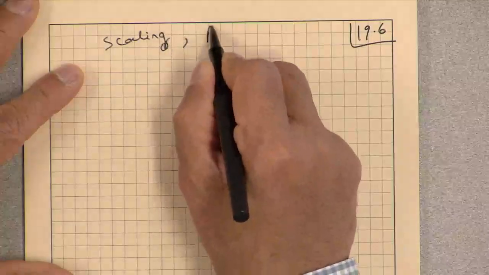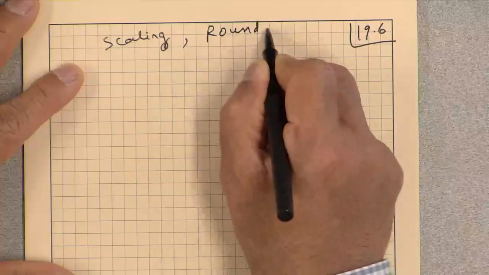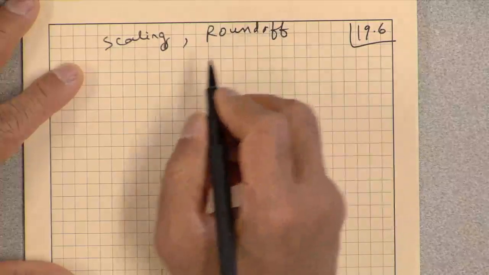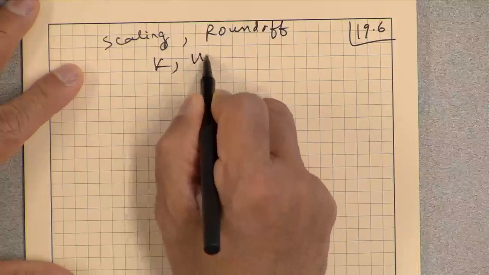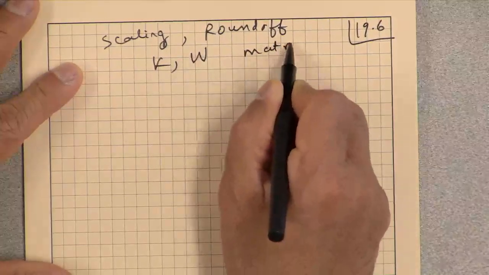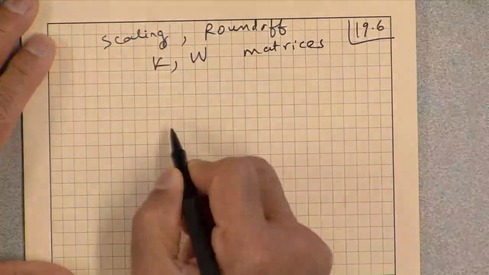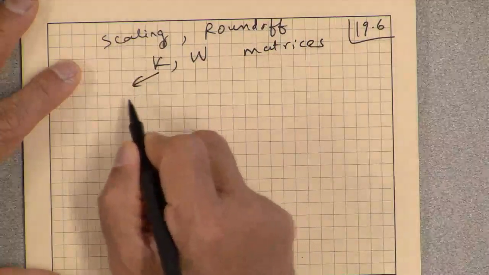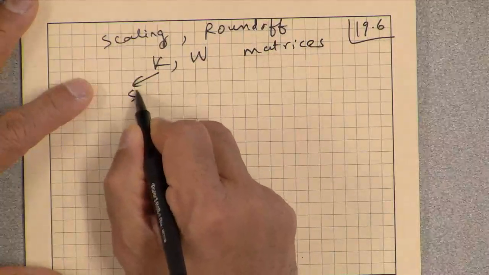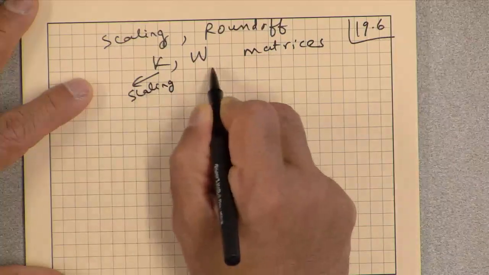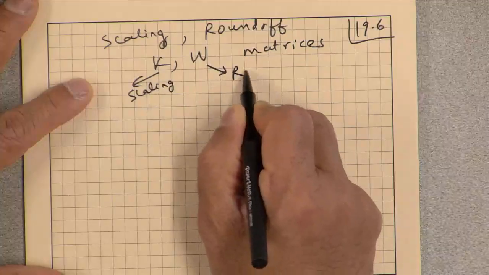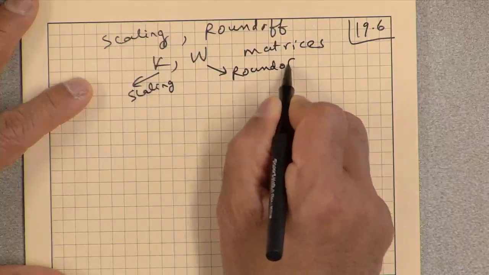So in order to understand that, we need to compute two types of matrices. We will talk about two types of matrices, K and W. This matrix is used for scaling, and this matrix is used for round-off noise. Okay, we will talk more about that.